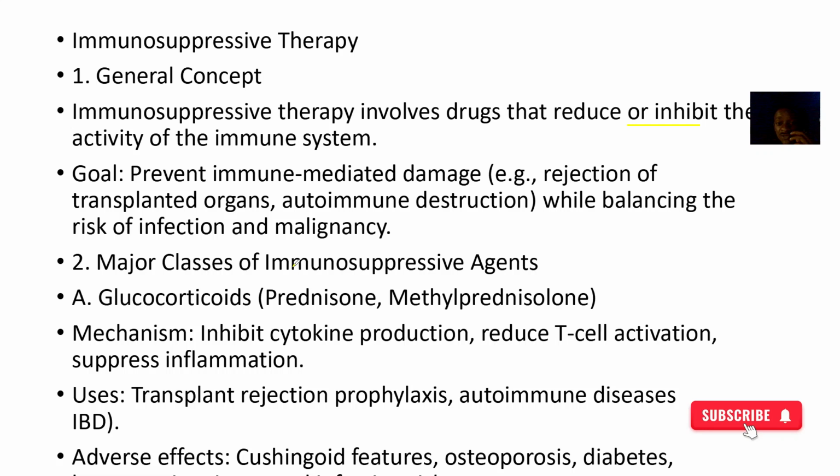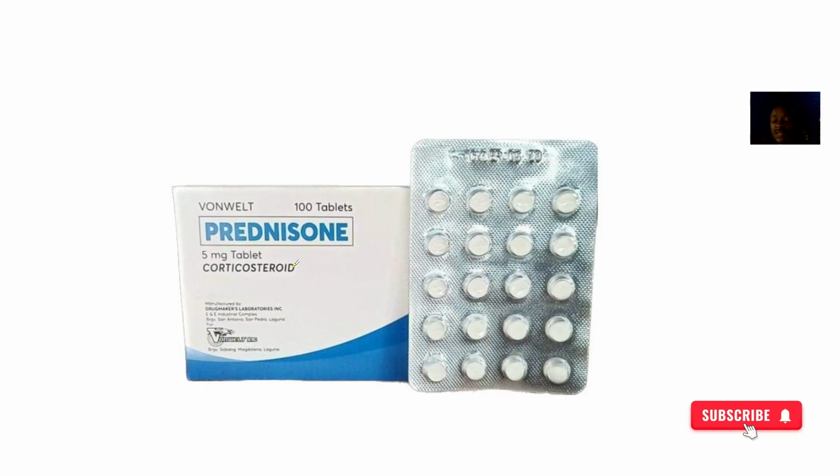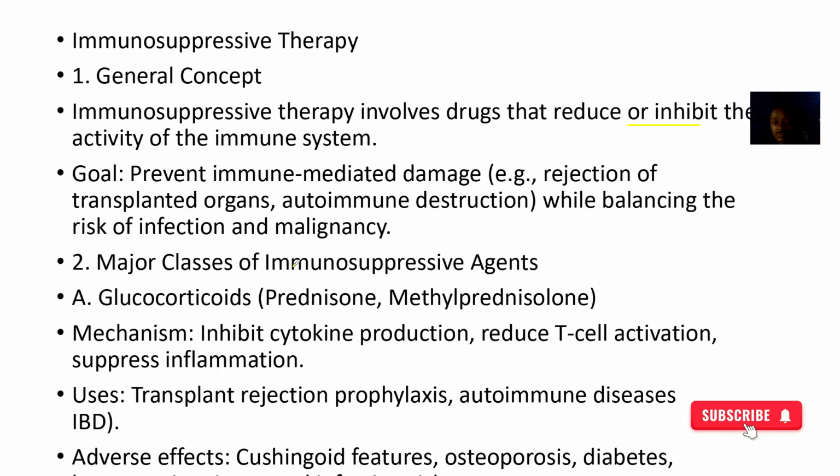So, major classes of immunosuppressive agents. These are drugs that you can use to keep your immune system down. We have drugs like the glucocorticoids, like prednisolone and methylprednisolone. They inhibit cytokine production and reduce T cell activation. They are used mainly when you suspect that somebody's immune system will reject a transplant, or the immune system is attacking the body's own cells. That's basically autoimmune diseases.